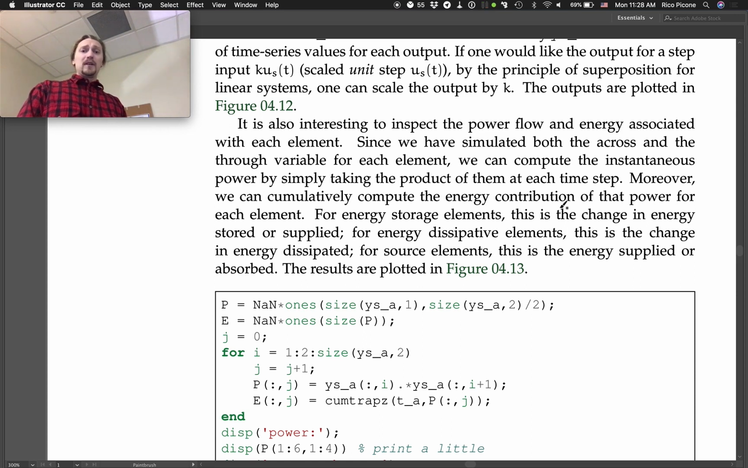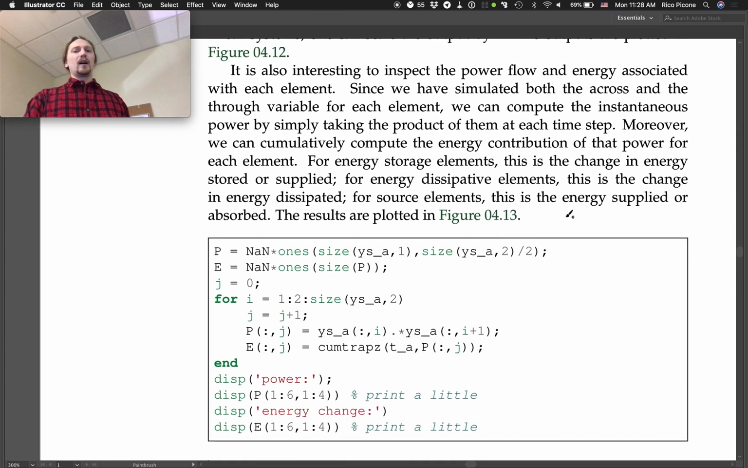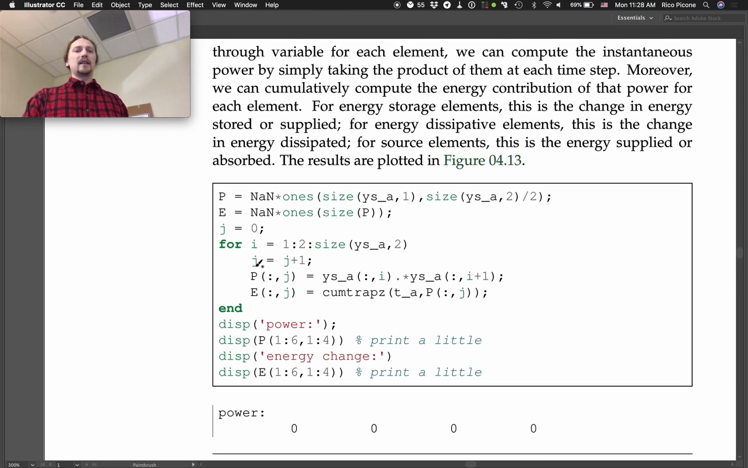Moreover, we can cumulatively compute the energy contribution of that power for each element. For energy storage elements, this is the change in energy stored or supplied. For energy dissipative elements, this is the change in energy dissipated. And for source elements, this is the energy supplied or absorbed. And this is how we're going to compute it, and then we'll look at the plot in a second.